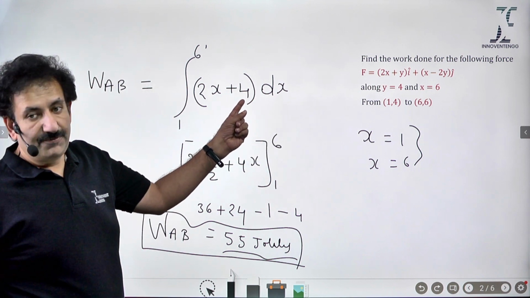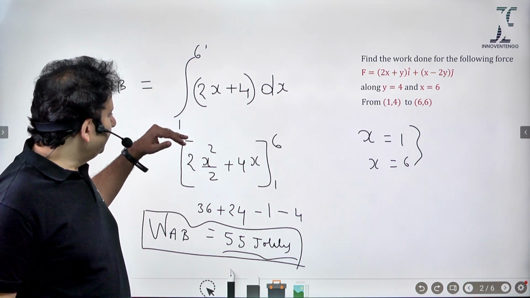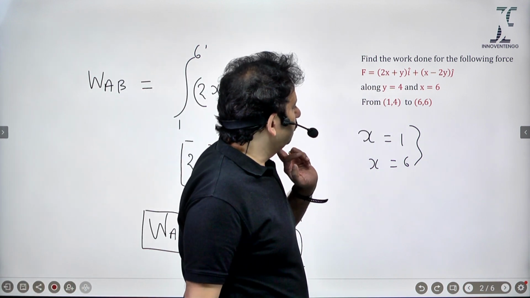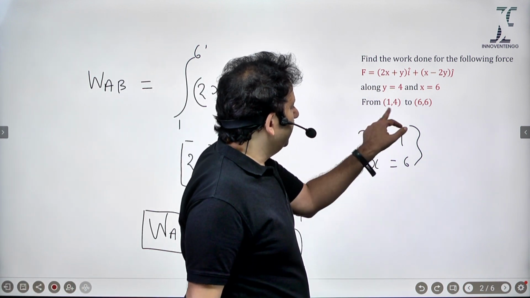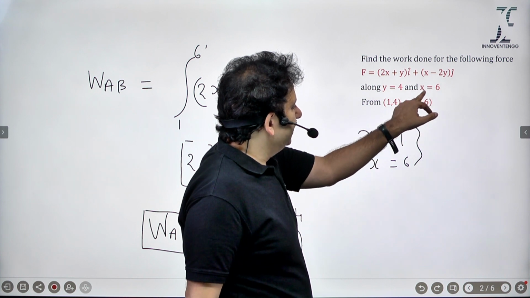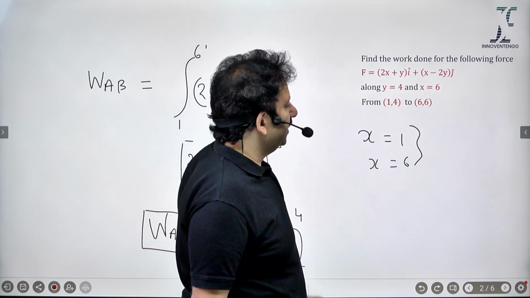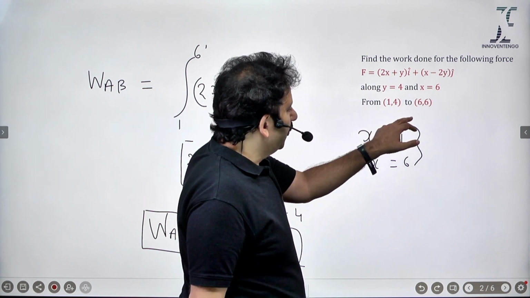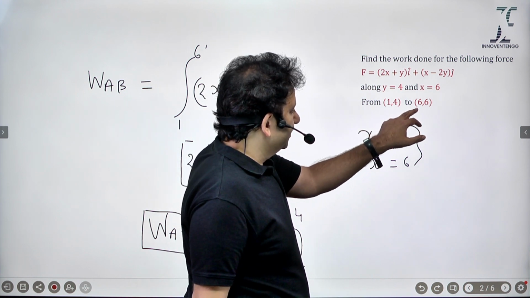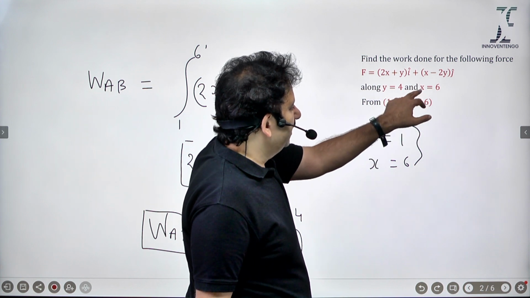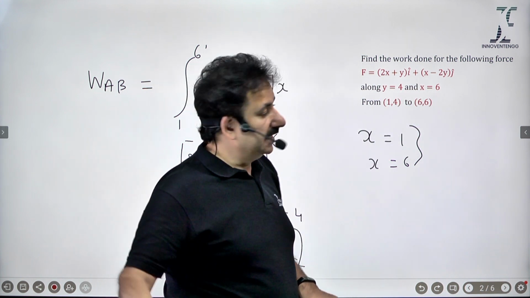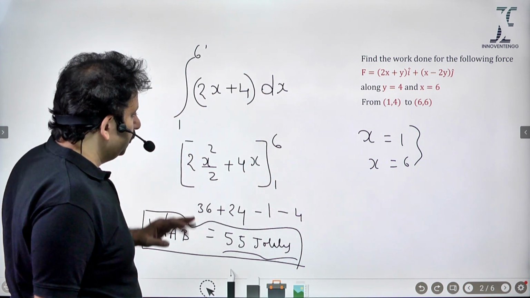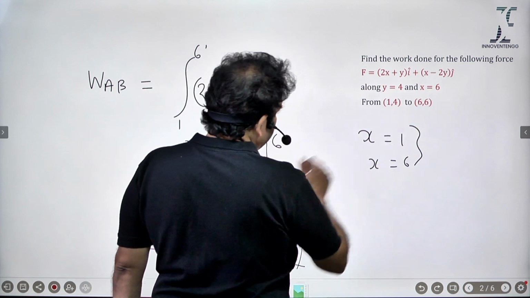That we are replacing by 4, and then integrating between the limits 1 to 6, because if you're traveling first along y is equal to 4 and going all the way from 1,4 to 6,6, that is x equal to 6 is your next travel path. Then obviously you will have to hit a point where x becomes 6, because after that you're traveling along x equal to 6, there is no chance that you would be able to change your x coordinate. So you have to go to a point where x is 6.